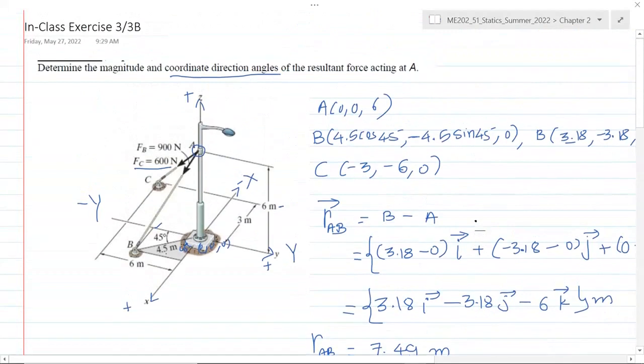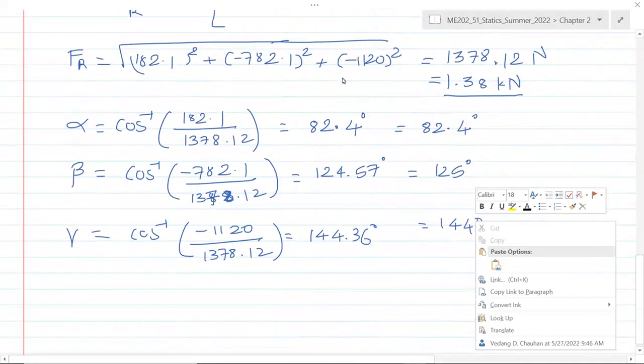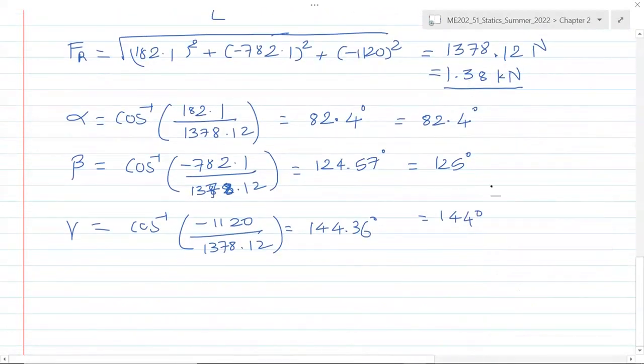So let's go back to the question. Determine the magnitude and coordinate direction angles of the resultant force. And so this is the magnitude of the resultant force, and these are the coordinate direction angles of the resultant force. So these are our final answers.